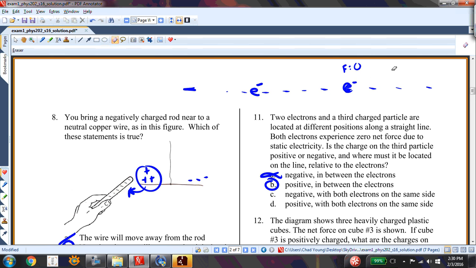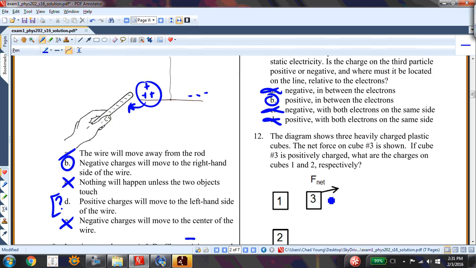And finally, let's look at this fourth one. Positive with both electrons on the same side. Positive. Okay, so attracted to the positive charge, repelled from that negative charge. So that one doesn't get a 0 force. This one over here could possibly get a 0 force. It is repelled from that electron and attracted to the positive charge. So not D, B has to be the right answer.